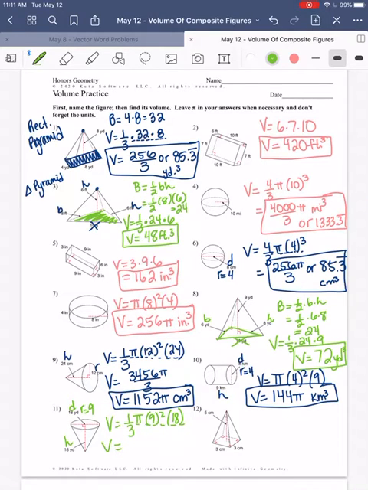All right, so 9 squared is 81 times 18, which gives us a pretty big number. And then we'll see if we can divide it by 3, and we can. So our final answer is this.